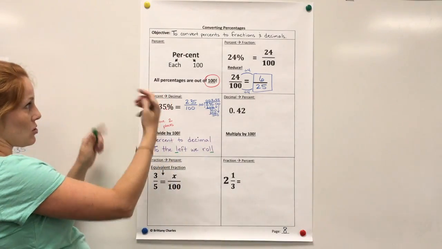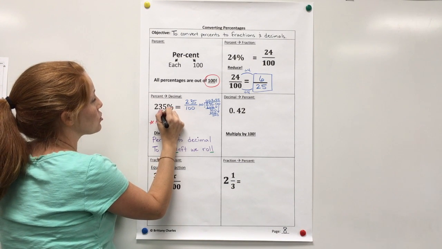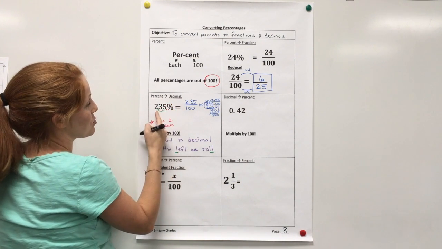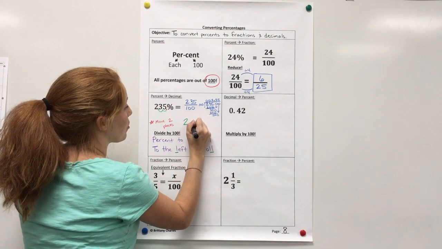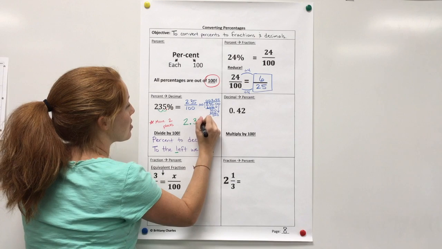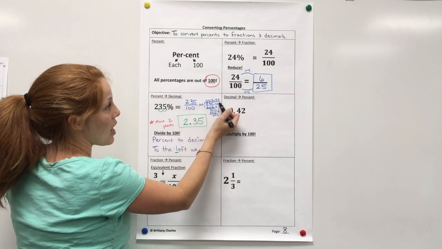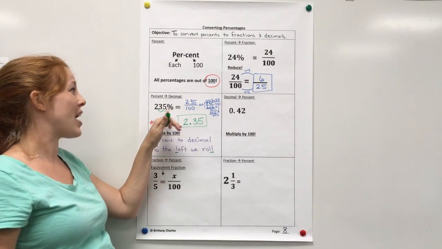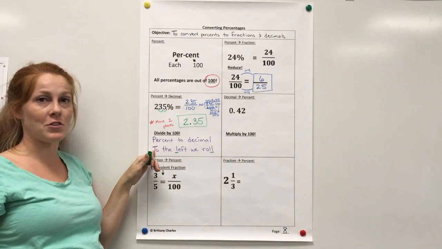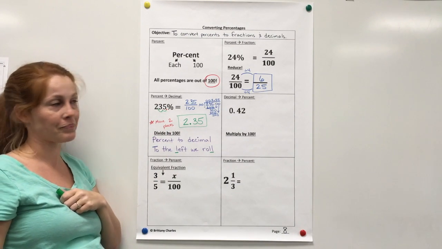So the left is actually this way. So I would roll 1 spot, 2 spots, and then I'd put my new decimal there. So this would just become 2.35 as a decimal, which is exactly what I got when I divided it. So instead of having to do this division, I can just remember this little nifty trick and move it 2 times to the left and get my decimal.